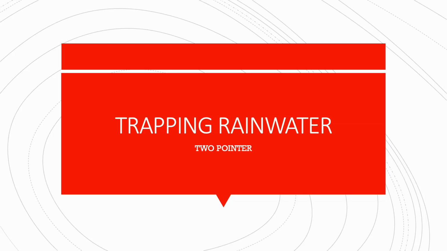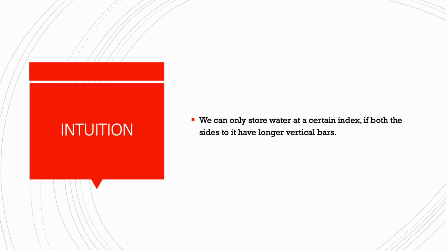Hi everyone. So today we are going to solve a very famous LeetCode question on two pointers, which is trapping rainwater. The way we are going to solve this is we have to know that at any certain index I can only store water if both of the boundaries beside that particular index have longer vertical bars. That's the intuition behind the entire problem.